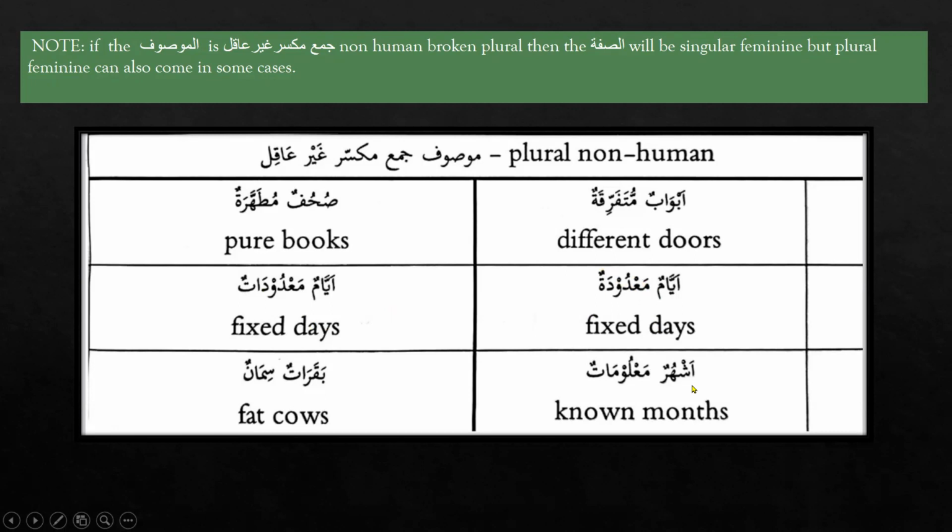So as I told you, there are always exceptions in grammar rules. Ashrun malumatun, again here the feminine plural form is used for the sifa for the non-human broken plural, the jama mukassar ghair akil, and again there will be the same reason for this as well. And inshallah we are going to learn soon. Bakaratun simanun, the fat cows, again this is a ghair akil word, and this word is jama mukassar. So we are going to use it with the singular feminine sifa. Alhamdulillah, we are done with examples.